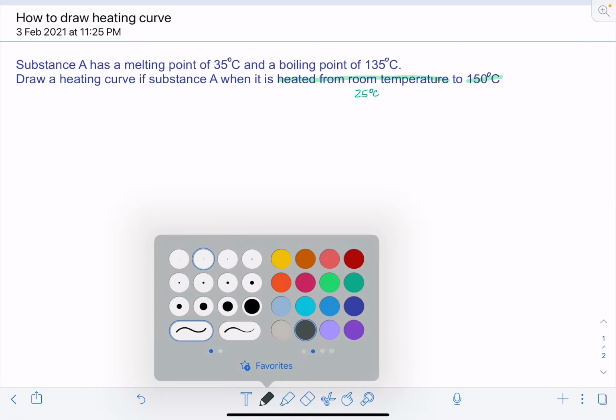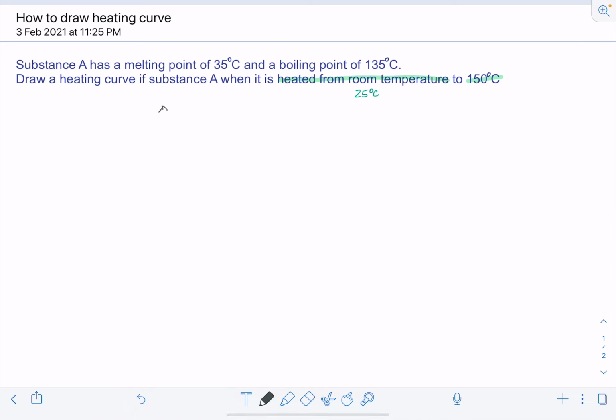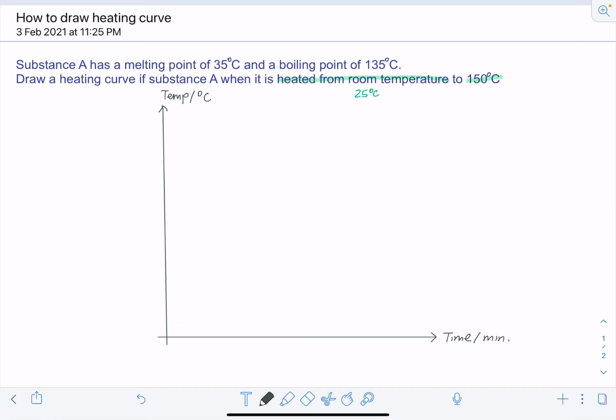First, we would like to draw the axis. Like every heating curve, it is a form of a graph, so it is important that you have the axis drawn accurately. The y-axis of this graph would be temperature in degrees Celsius, and the x-axis will be time in minutes. You need to know that a heating curve is basically heating a substance and seeing how it changes over time. Hence, this will be the two axes.